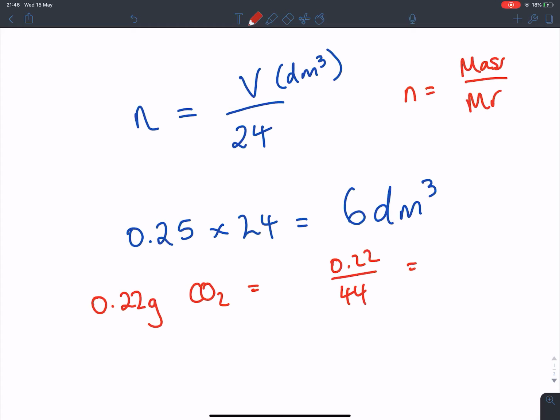Once you've done that, now you have moles, and then you can use the first equation to convert that into gas. So what you'll do is 0.22 divided by 44, and then times that by 24, and that will give you 0.12 decimeters cubed. If you wanted the answer in centimeters cubed, you would have times it by 24,000.